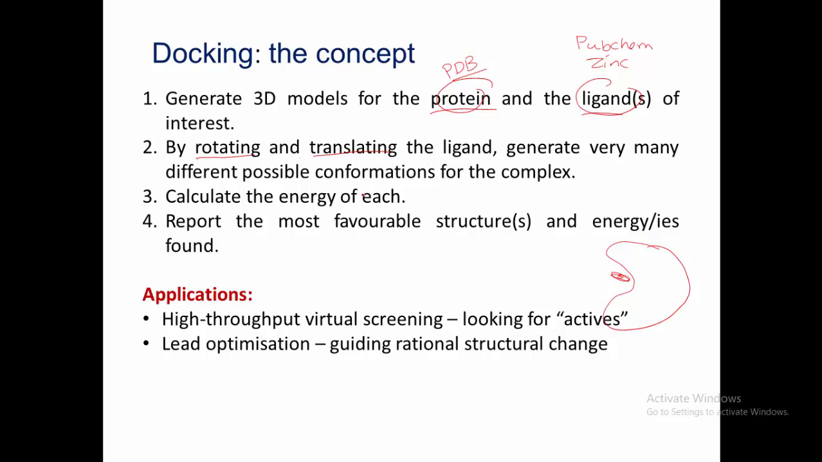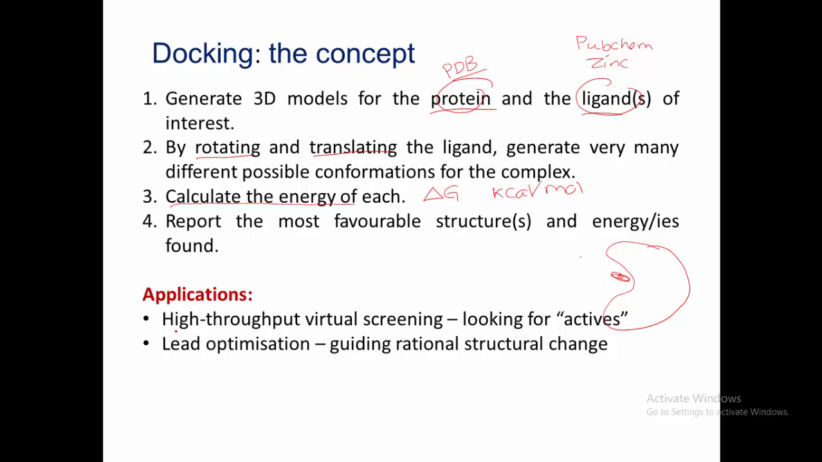After you place the ligand into the binding site, you calculate the energy of each pose. The energy is the Gibbs free energy, delta G, measured in kilocalorie per mole. Then report the most favorable structures and energies found. So the outputs of docking are the binding energies and the different conformations of the ligands.